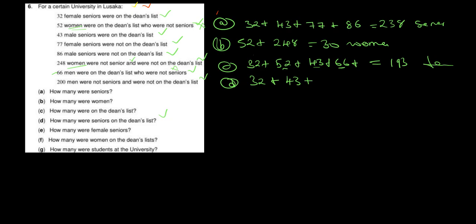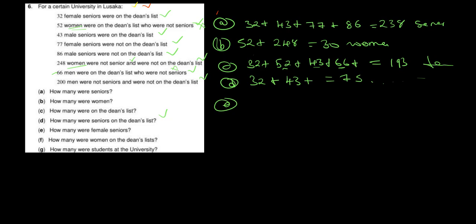So we just want to see seniors. When you add this, it is going to give you 75. Then you put the words they want, which is were on the dean's list. Then for E.